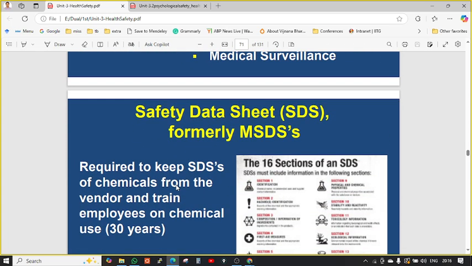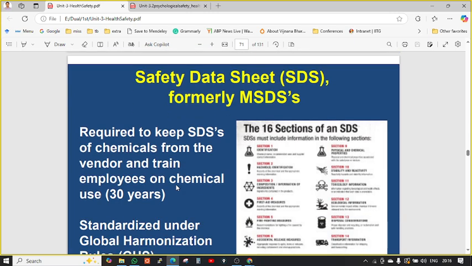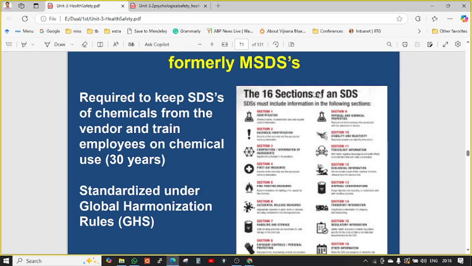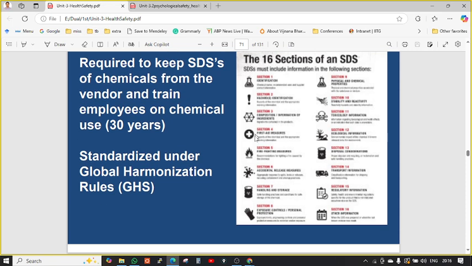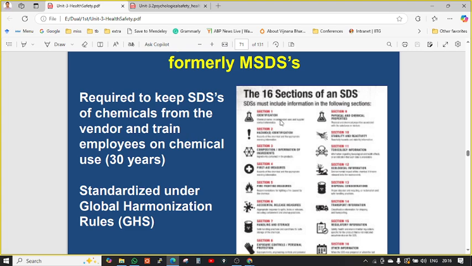Then safety data sheets, these are already discussed. See, a safety data sheet looks like this. There are certain symbols, and with every symbol there is certain written information. This is called a safety data sheet. It tells what is dangerous, whether it reacts with water or not, water soluble or not, whether it is flammable or not. All these things are written in this sheet. These safety data sheets are given by the vendor or the supplier of these chemicals.